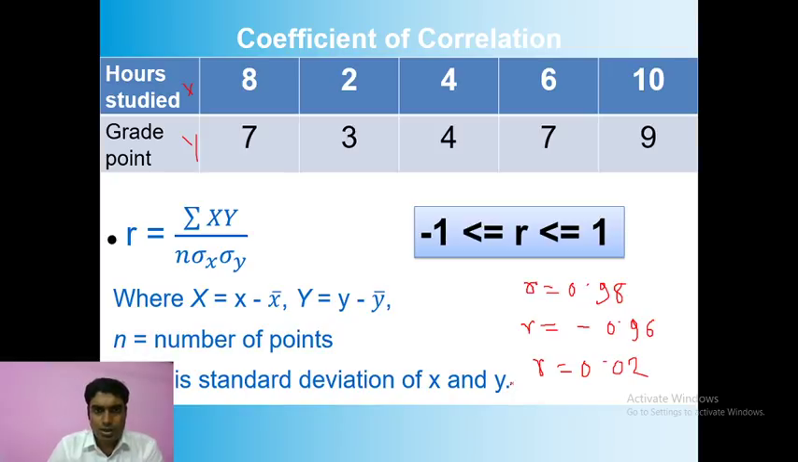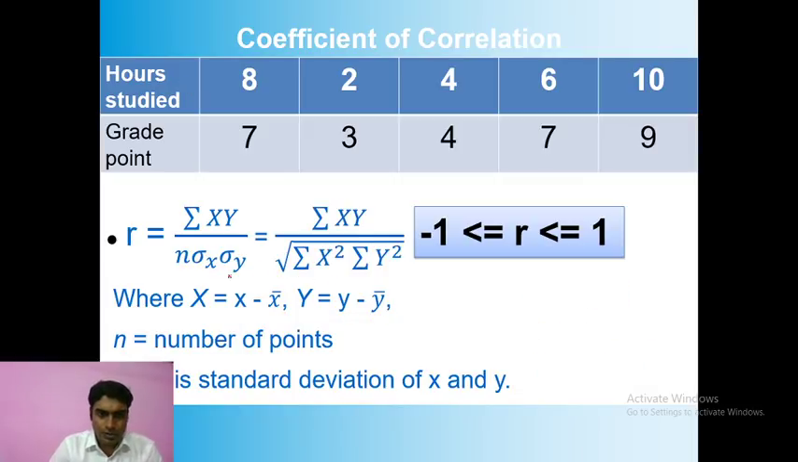Now let's find out the correlation of this data. If capital X is defined this way and small x is this way, then this definition will be the same as this one. So here the numerator is the same as this one, but the denominator is changed to the square root of the sum of capital X square into the sum of capital Y square. So there is no small y present in this definition. With simple mathematical calculation, you can find out how to go from these steps to here.